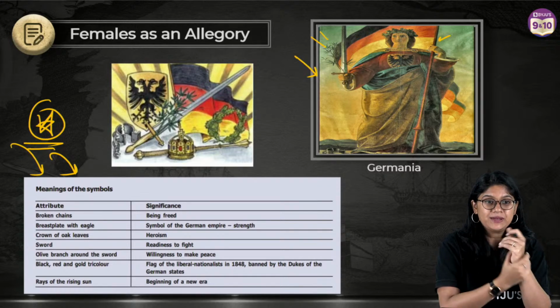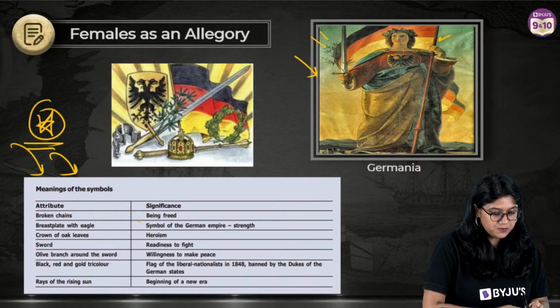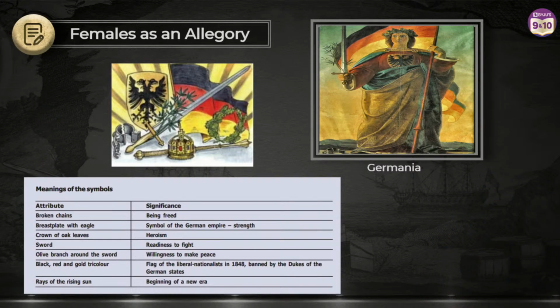Okay, everyone, let's quickly move ahead, right? The broken chain, yeah, see, the broken chain represents being freed. Everyone, okay, I will move aside. Everyone, please take a screenshot of this. Quickly take a screenshot of this.